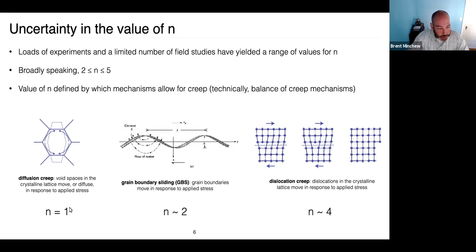So both by theory and by a little bit of laboratory experiment, we get an exponent of n equals 1 associated with diffusion creep. So a Newtonian viscosity if diffusion creep is the dominant creep mechanism. In the middle here, in terms of intermediate n values, we get n values around 2. There's a little bit of variation depending on some specific details, but we get into a creep mechanism known as grain boundary sliding.